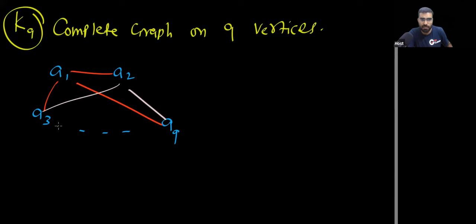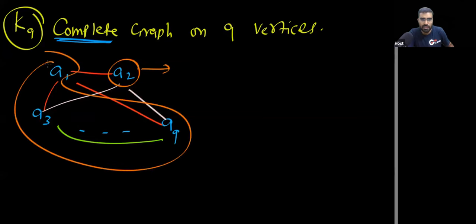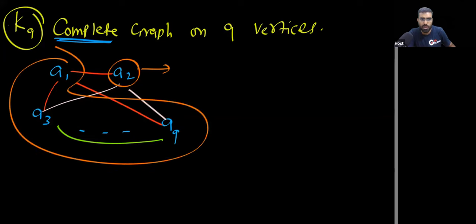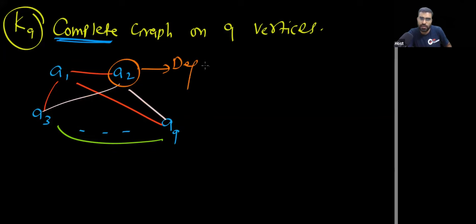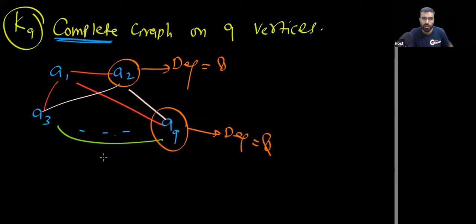This is a complete graph. Every two vertices are adjacent. So what is the degree of every vertex? This vertex is adjacent to every other vertex. This vertex A2 is adjacent to every other vertex. So A2 has degree equal to 8. This vertex also has degree equal to 8. So this is connected also. So I can say this graph is connected.